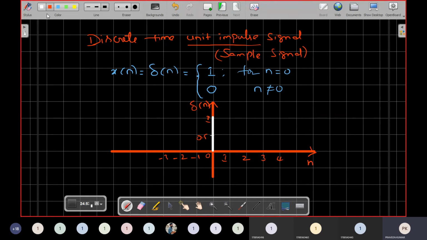Now just tell me what are the amplitudes at n is equal to 1, 2, 3, 4. Simply 0. You should not leave it empty. At n is equal to 1, the amplitude is 0. You must indicate that with a dot, then only you are saying the amplitude at n is equal to 1 is 0. If you do not mention anything, that indicates there is no signal. n is equal to 2, amplitude is 0, n is equal to 3, amplitude is 0, n is equal to 4, amplitude is 0. Similarly -1, -2. When you have many of them, simply we give and so on.